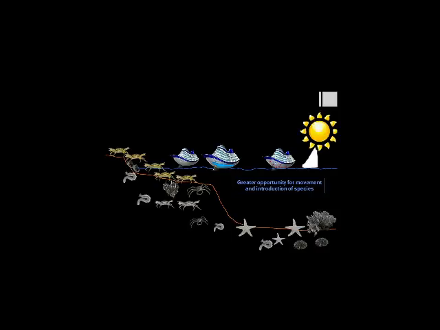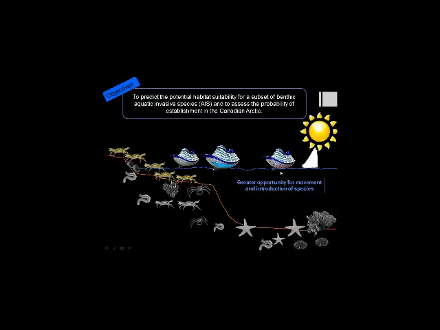All these changes can create a greater opportunity for movement and introduction of species. How? Through ballast water in the ships and through hull fouling, so species that can be attached to the hull of the ships. Given this scenario, the objective of the study is to predict the potential habitat suitability for a subset of benthic aquatic invasive species and to assess the probability of establishment in the Canadian Arctic.